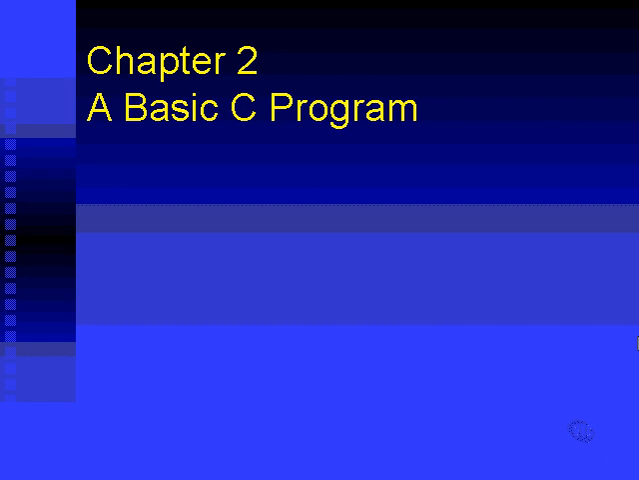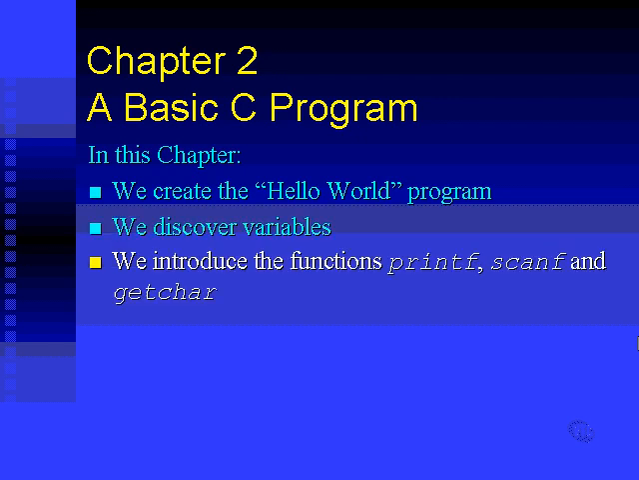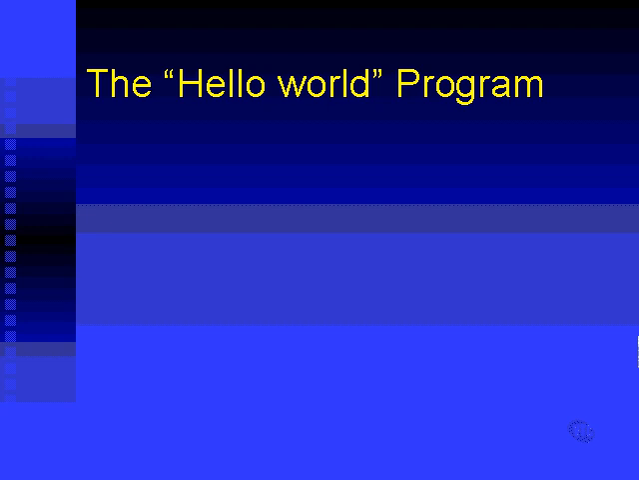And so to begin programming in earnest, Chapter 2 will see us create our basic C program. It will be called the Hello World program, a very simple program to print the words Hello World on the screen. Every C programmer creates a Hello World program as their very first project. It's almost a tradition. We will also examine the concept of variables and examine the three standard C library functions: printf, scanf and getchar. And so to begin with the Hello World program.